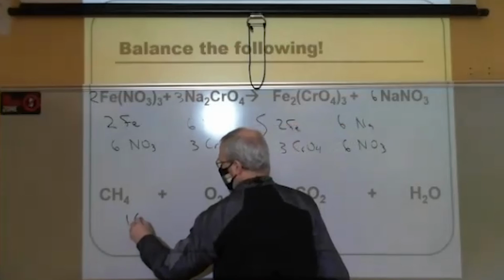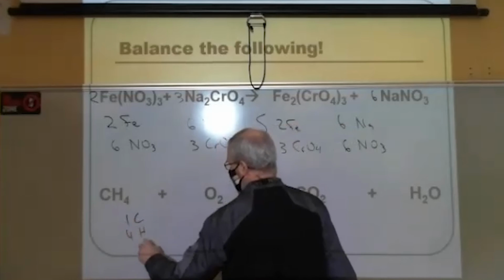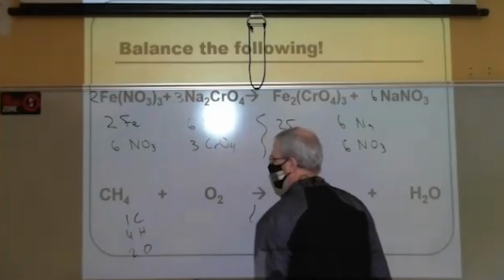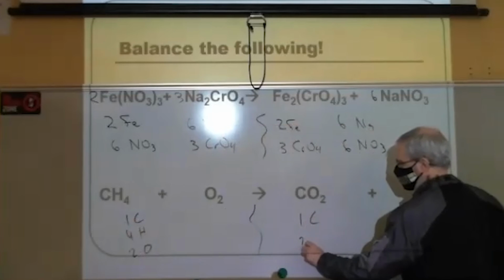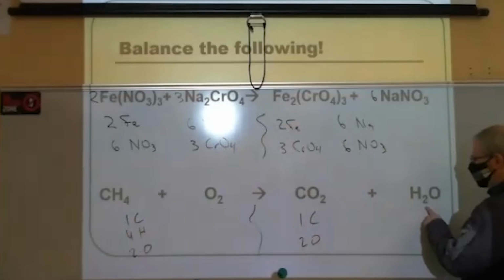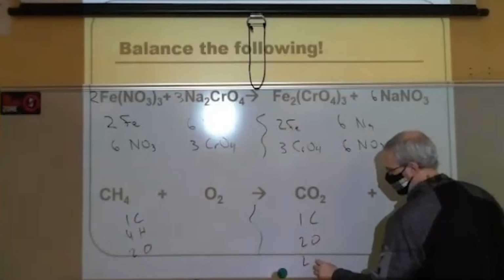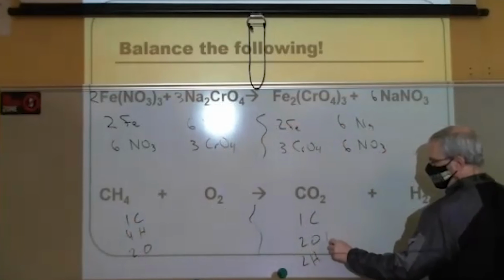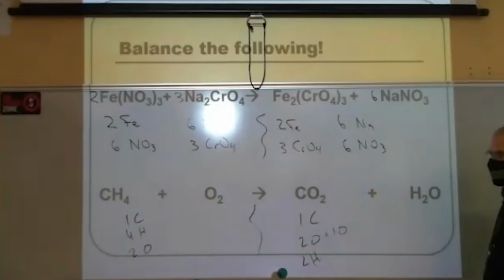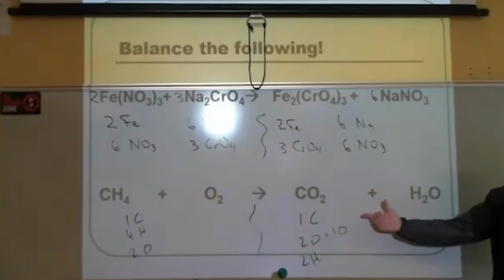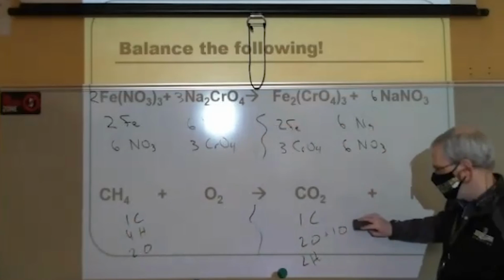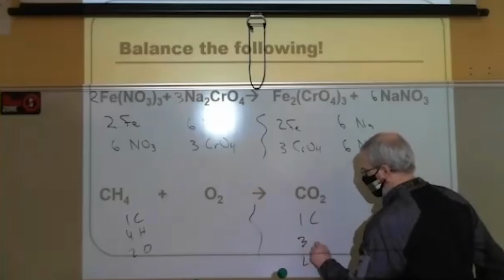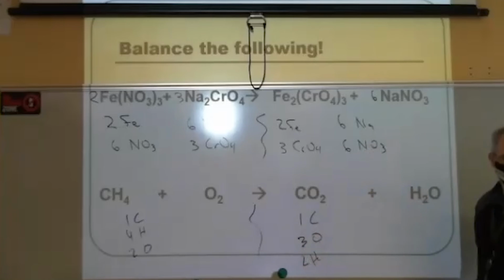Here I've got 1 carbon, 4 hydrogens, 2 oxygens. On this side, I have 1 carbon, 2 oxygens, 2 hydrogens. This is 1 oxygen. I don't have a polyatomic ion on this side, so I have to combine my oxygens here. Okay, so this will be 3 oxygens.